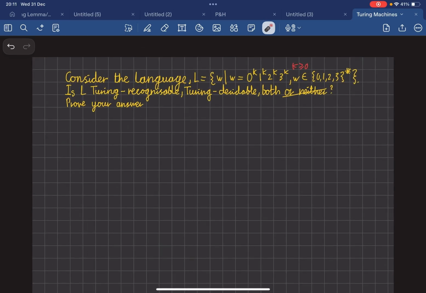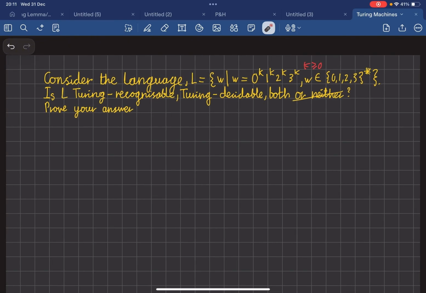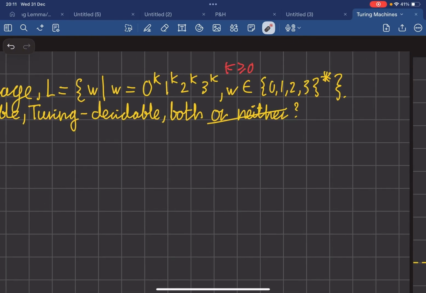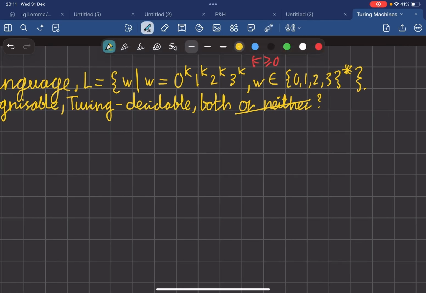So now we can move on to this question. So this is the language we're trying to prove recognizability or decidability on. So let's just see what it is. So it's all strings over this alphabet, where it's in this sort of form, zeros before ones, ones before twos, and twos before threes. And the number of zeros, ones, twos, and threes is the same, so it's some number k. So this would be in the language.